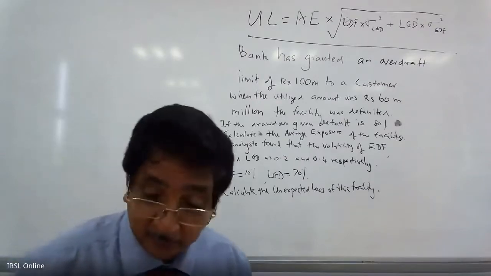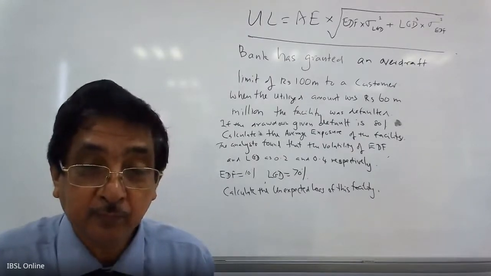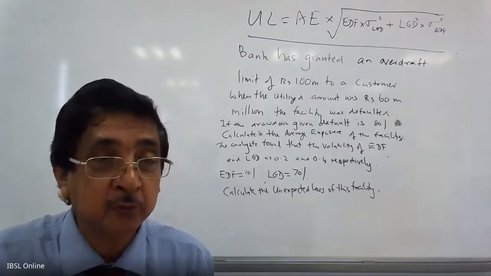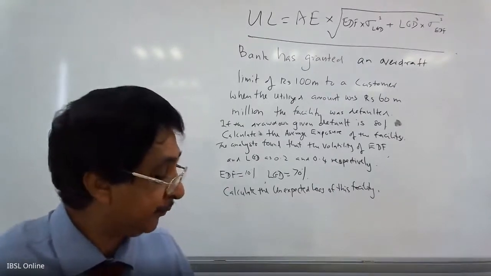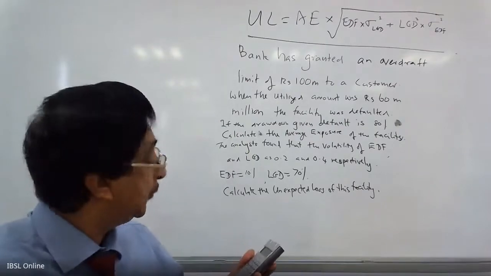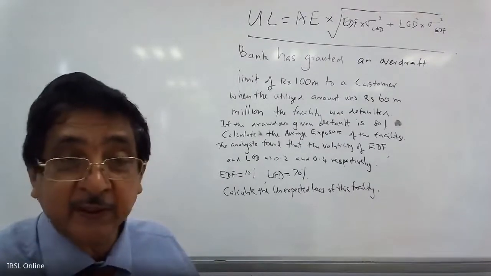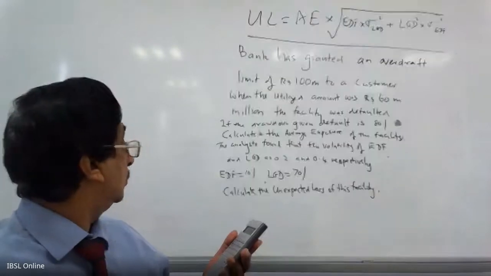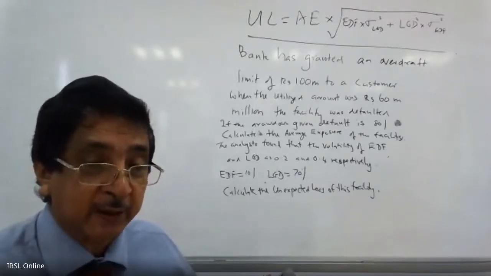Have you done the final calculations? First of all, try to get the values of these things. AE is equal to 92. EDF is equal to 0.1 or 10%. Sigma LGD is equal to 0.4. LGD is equal to 0.7, that is 70%. And sigma EDF is equal to 0.2. Those are the values you got.